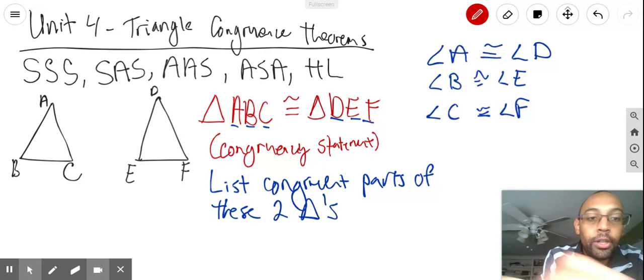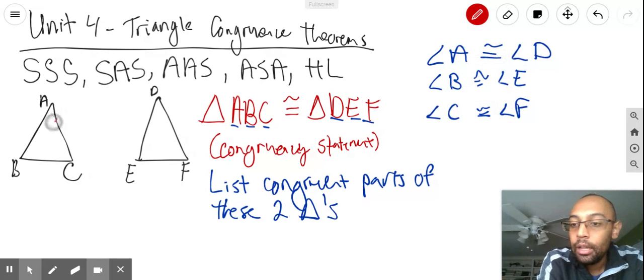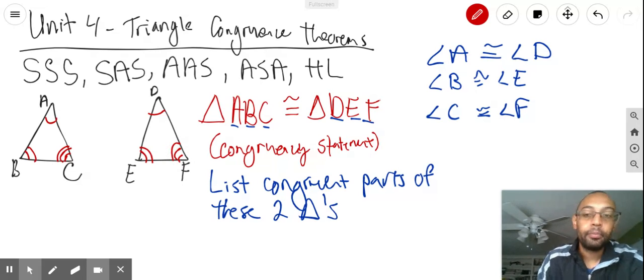On a triangle, when you are labeling two angles as congruent, you put little arcs inside. So A is congruent to D, B is congruent to E, I'll put 2 arcs to show that those angles are congruent. And then C congruent to F, I'll put 3 arcs to show that these are congruent.